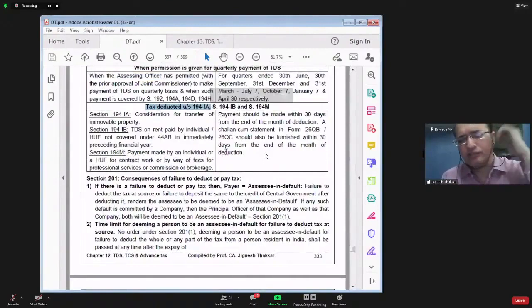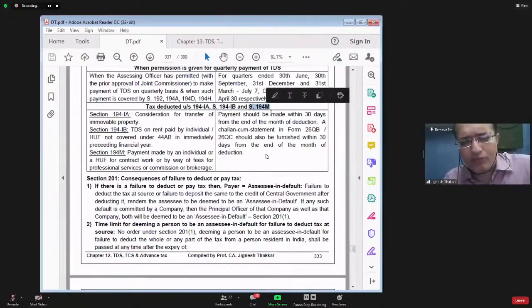Section 194IA. Do you recollect what is section 194IA? Yes. TDS on consideration for sale of immovable property. What is 194IB? TDS on rent. When the payer is not covered by section 194I, TDS on rent, section 194IB. What is 194M? When the payer is not covered by section 194C, 194J, in that case, he will deduct TDS in section 194M if the payment is more than 50 lakhs.